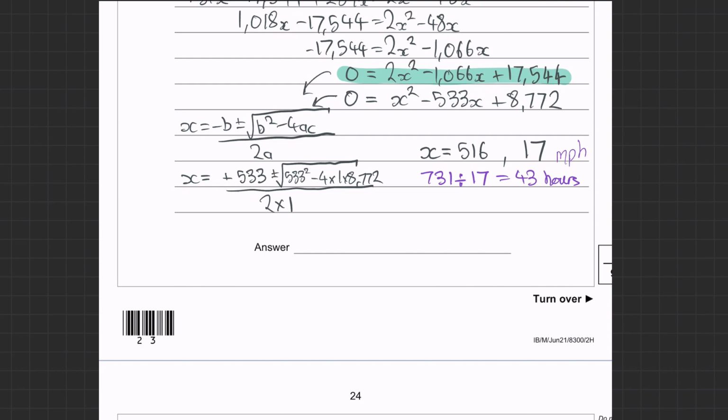So it has to be the faster one. It has to be 516. And this is the part where your logic has to play a part, or your reasoning skills have to play a part. So 516 is x.